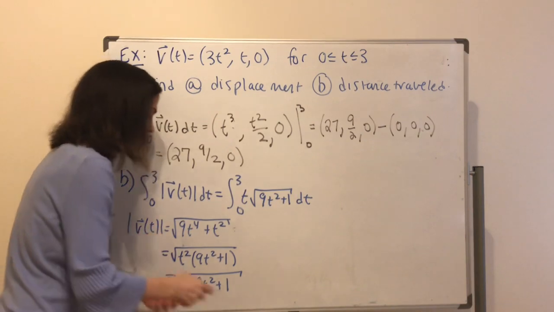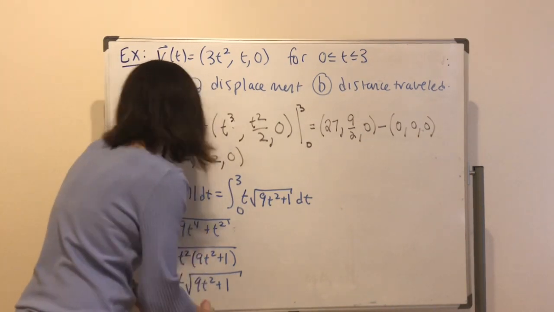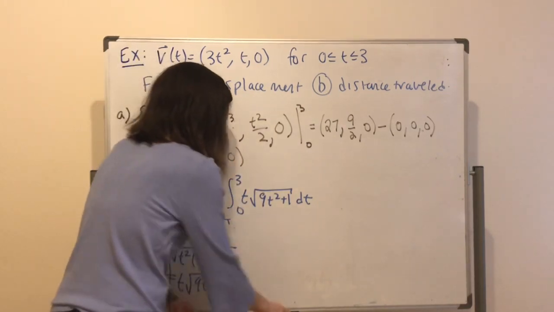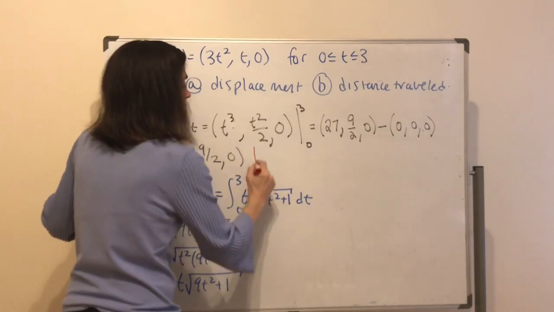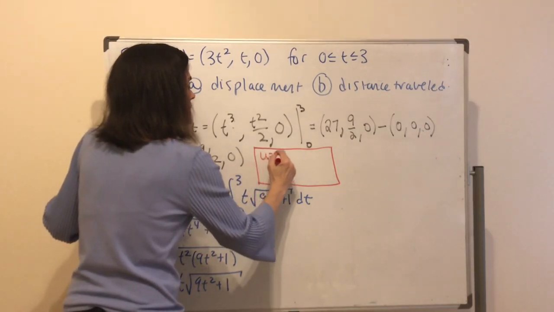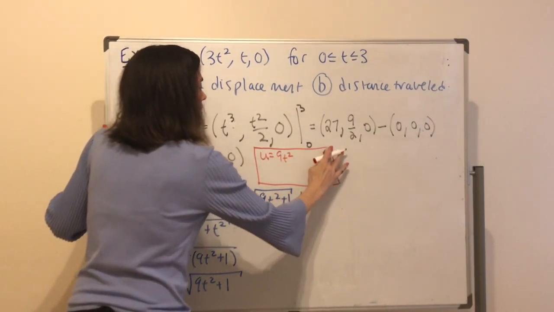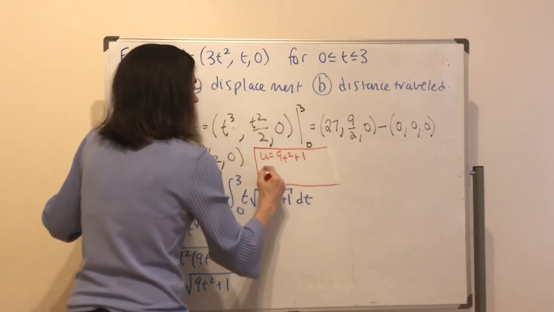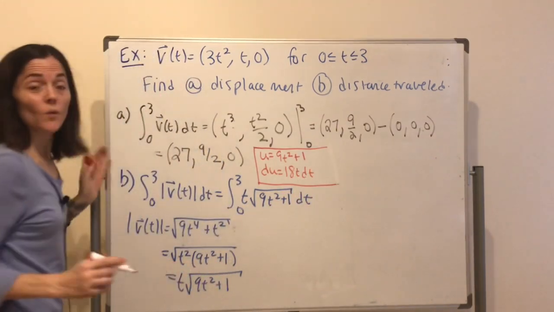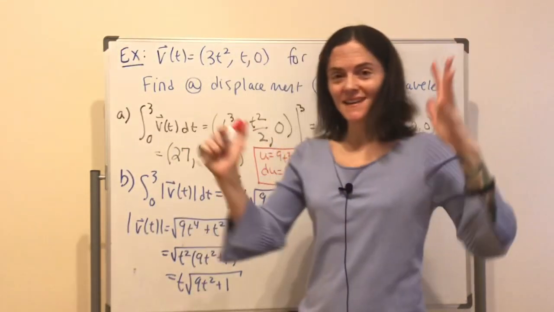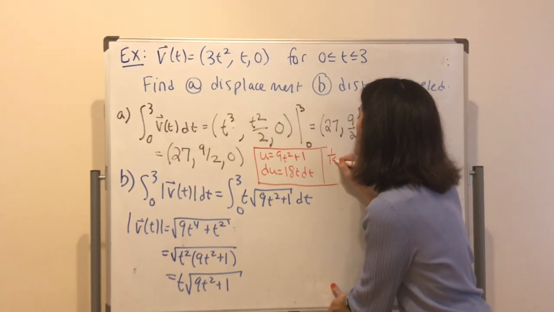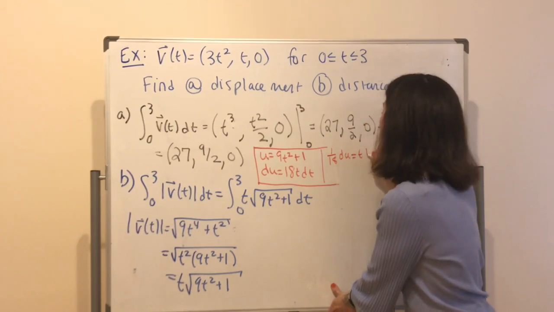This is substitution. So maybe, I don't know where to put my box. Maybe I will do it in red. We'll do it right here. I have some space. Okay, so my u is 9t squared, I might need a little more space, plus 1. And then du is 18t dt. Now what do we have in our integral? We have t dt, which is going to be 1 over 18 du is t dt.